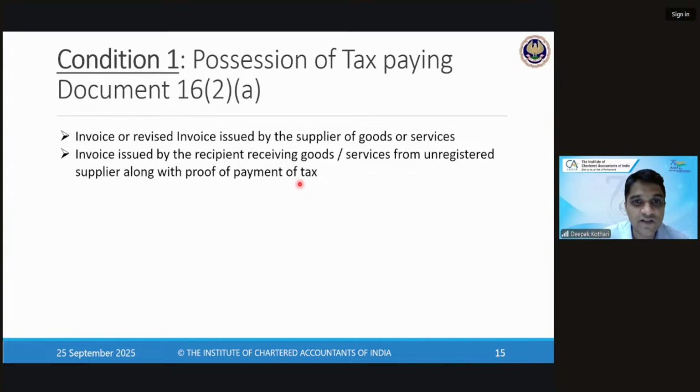Clear? So first one is for a registered person. Second is for an unregistered person. That is when the supplier supplies something, but the recipient raises the invoice along with proof of payment, he will claim the credit.